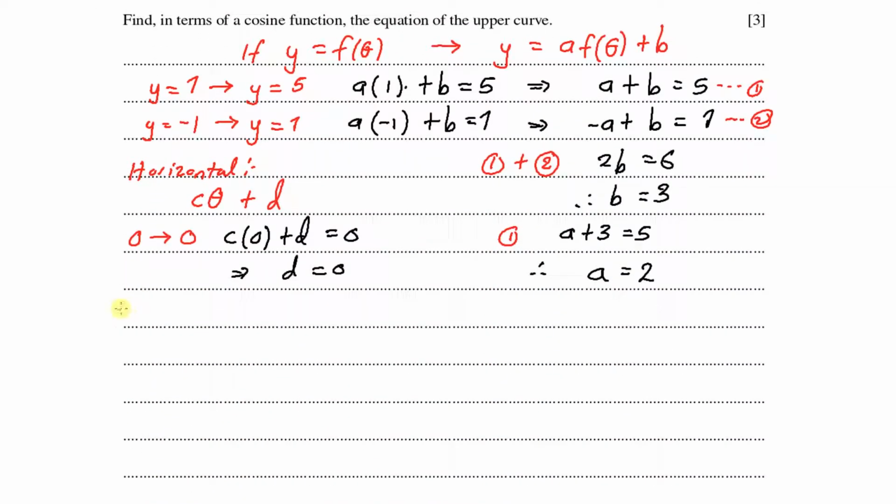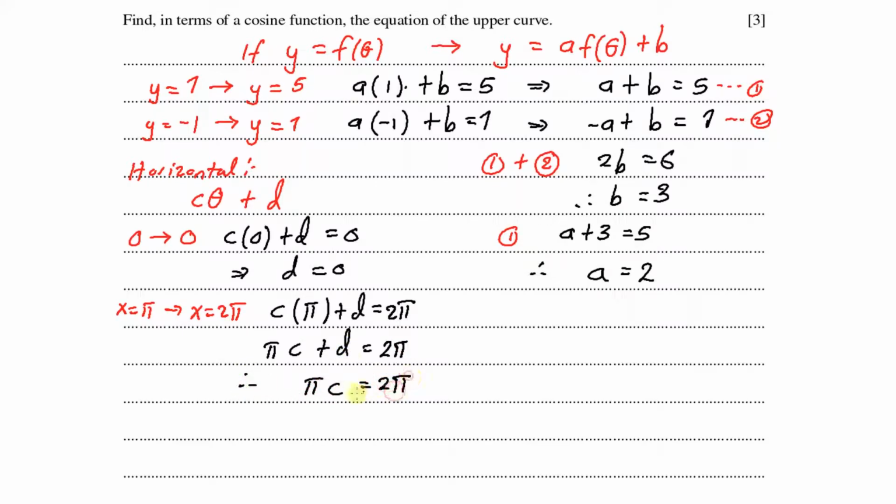The value x is equal to pi is being transformed onto x is equal to 2 pi, which therefore means c of theta, which is pi, plus d is giving us 2 pi, which is pi c plus d is equal to 2 pi. But we know that d is 0, which therefore means that pi c is equal to 2 pi. And if we divide both sides by pi, we get c coming out as 2. So we now know what c is.